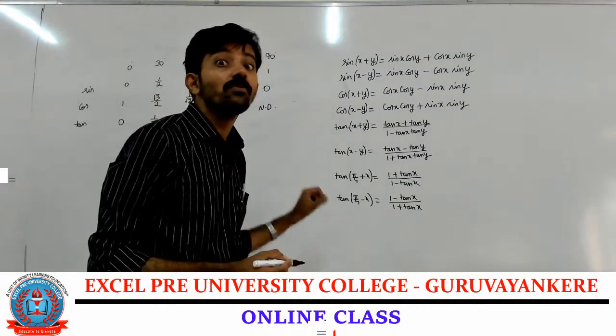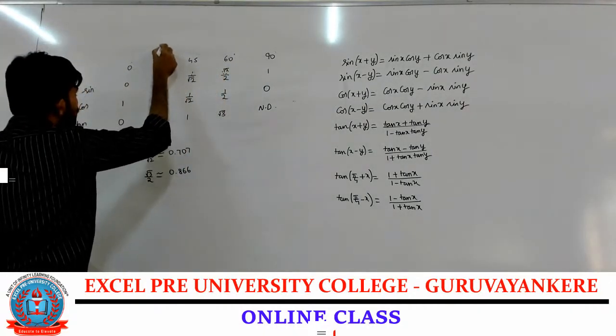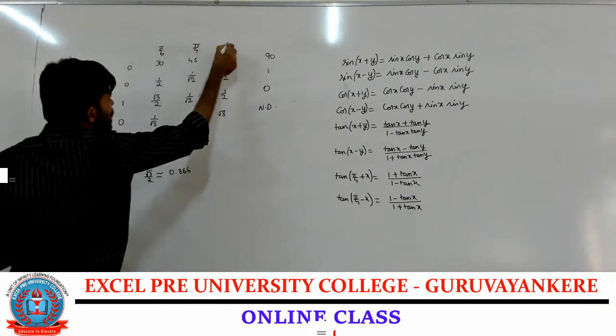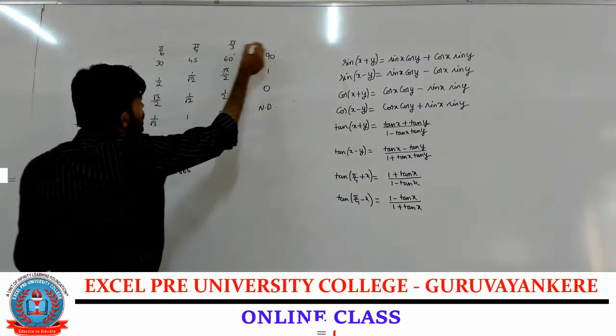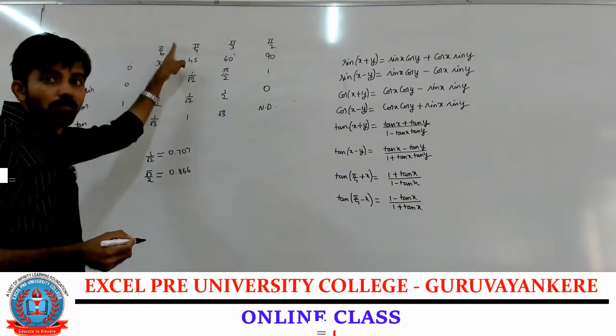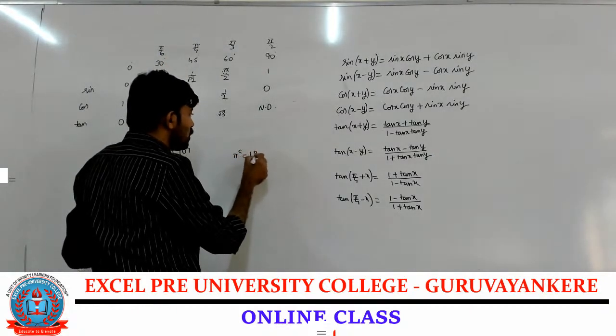Pi by 4 is 45 degree, okay? In terms of radians, pi by 6 is 30 degree. If you want, you can write it out. 0 is 0 only. Pi by 4 is 45 degree. Pi by 3 is 60 degree. Pi by 2 is 90 degree. 30 degree is pi by 6. Pi radians is 180 degree.